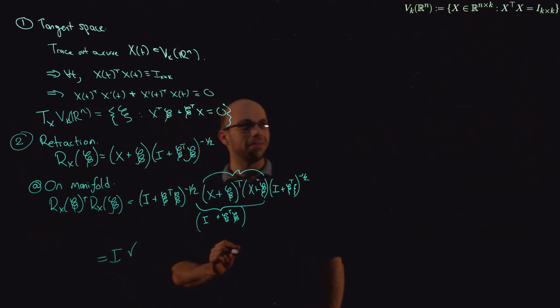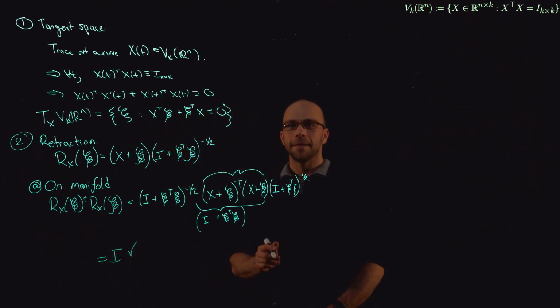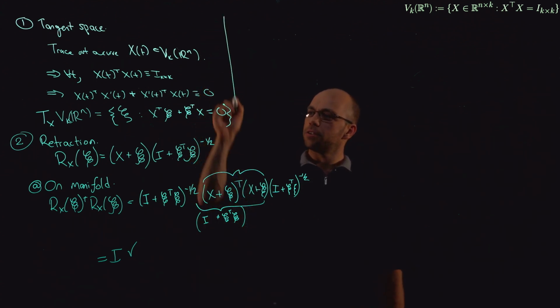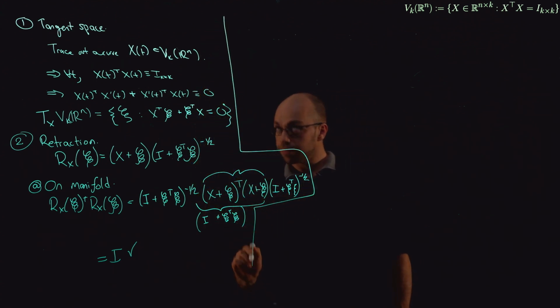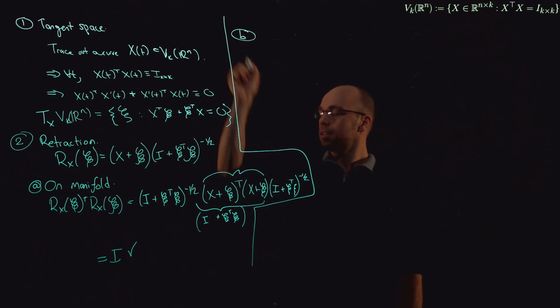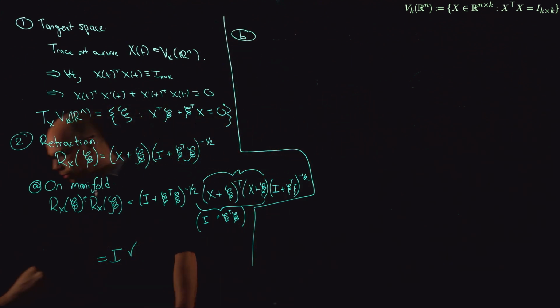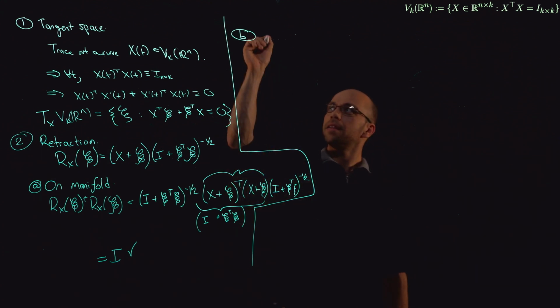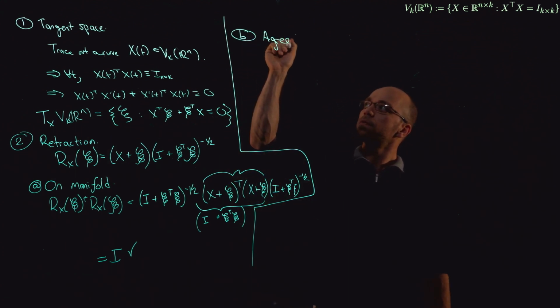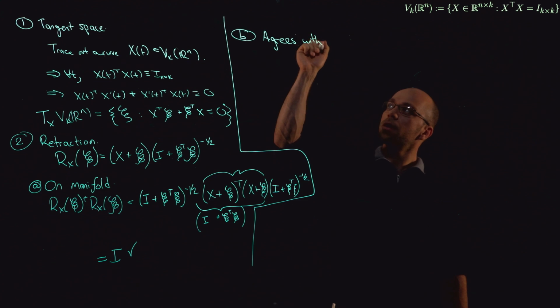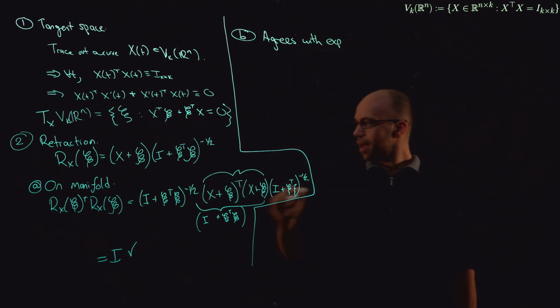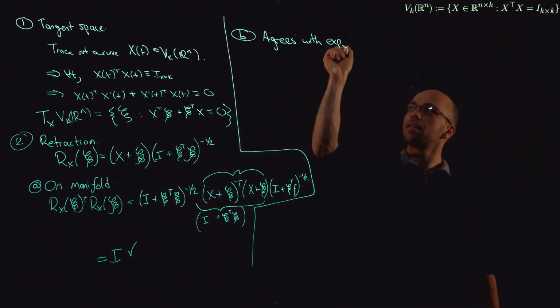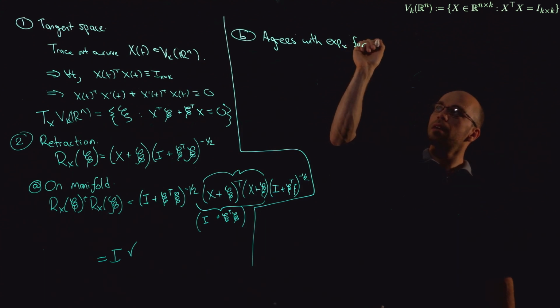Check. Put my victory mark here. Okay, so the second property that I need to show, B here, is that it differentially agrees with the exponential map. So I need that it agrees with the exponential map at x for small xi, right?